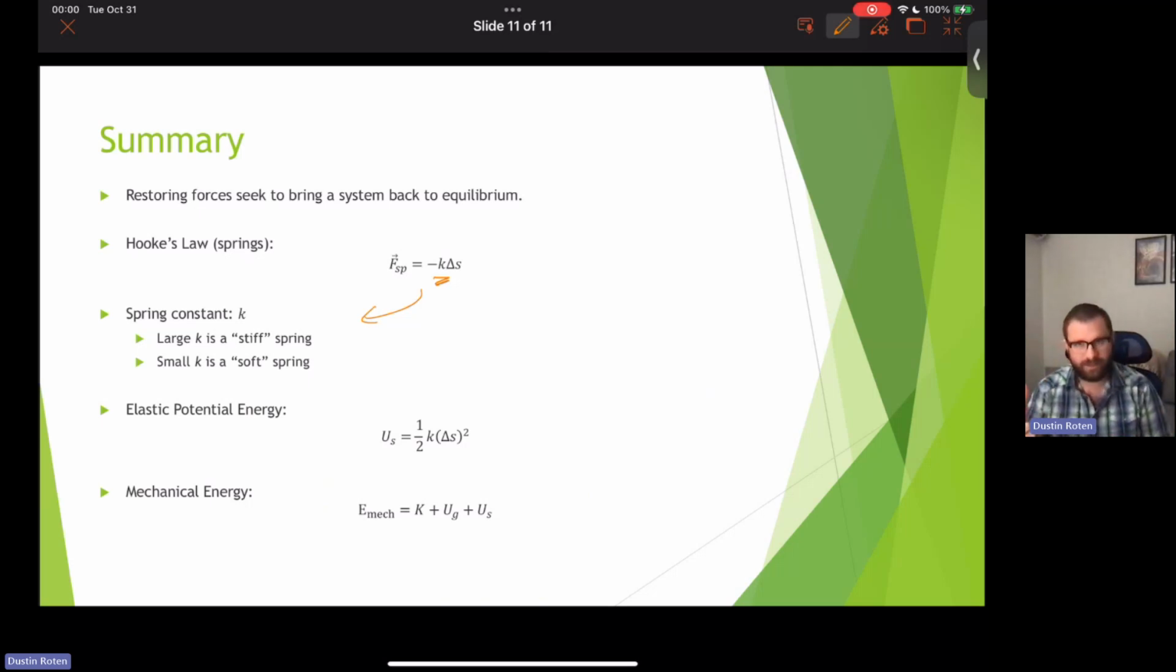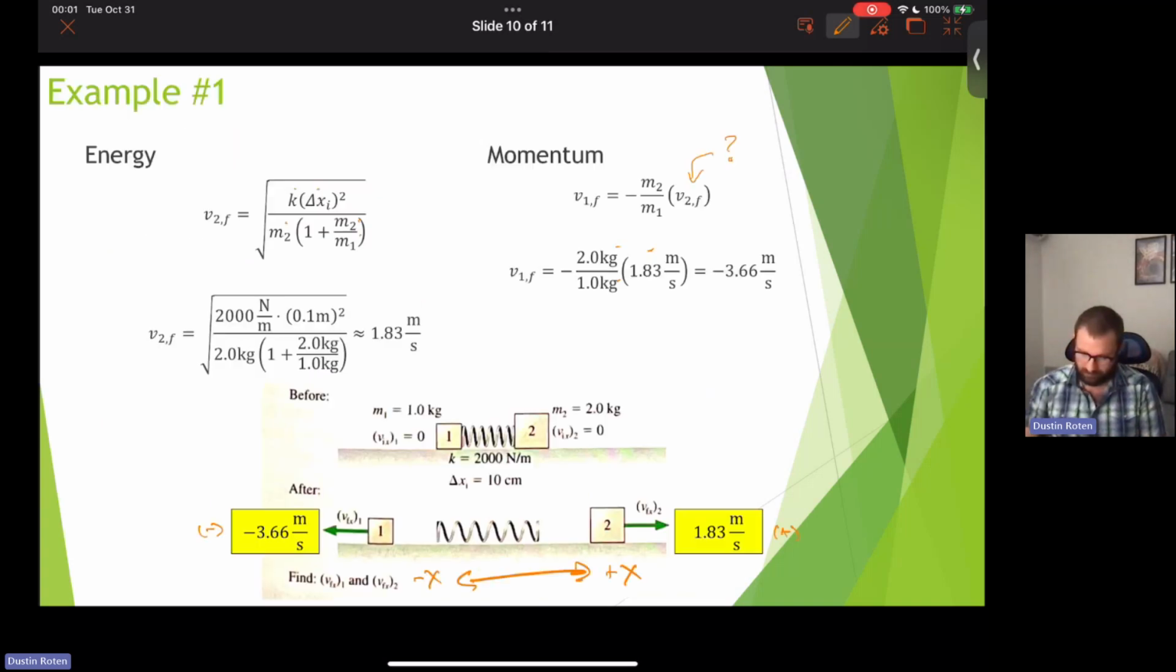The elastic potential energy of a spring, or maybe a spring-like bond in a molecule, is just 1/2 k delta s squared. And then, of course, the idea of mechanical energy being conserved, we talked about that last lecture, but we've added an extra type of energy that we can throw into the mix. So now we know that the kinetic energy, the gravitational potential energy, and the spring potential energy, if we have all three in a problem, the amount of energy we start with has to equal the amount of energy we end with.